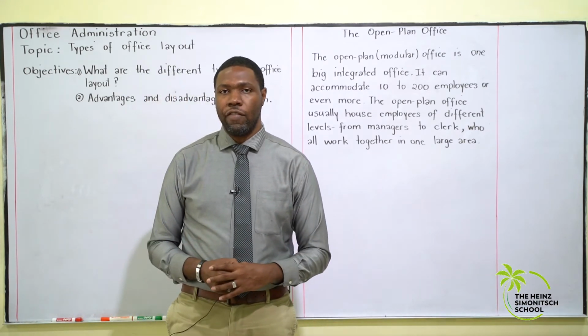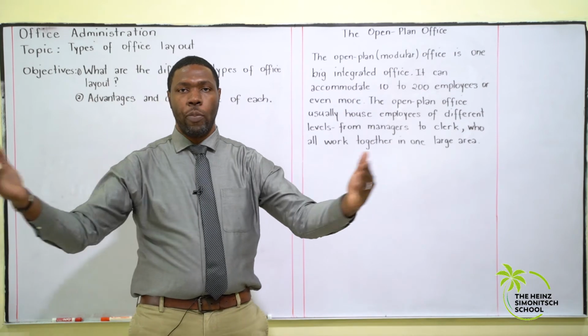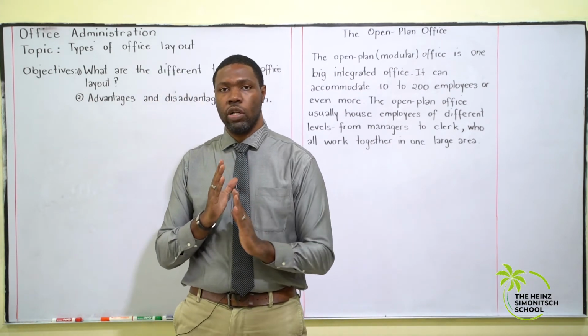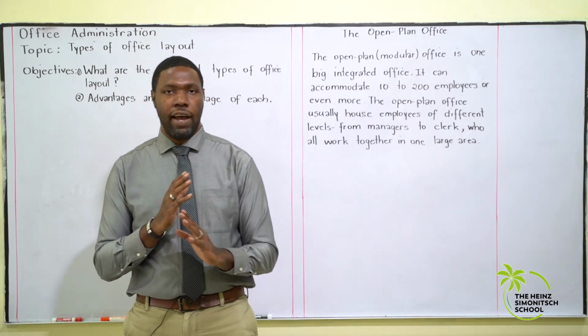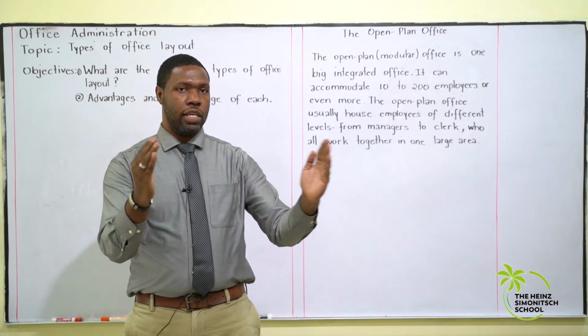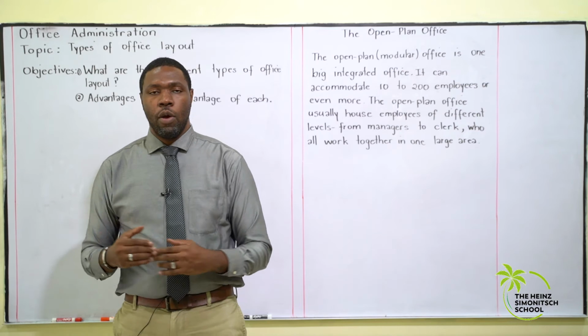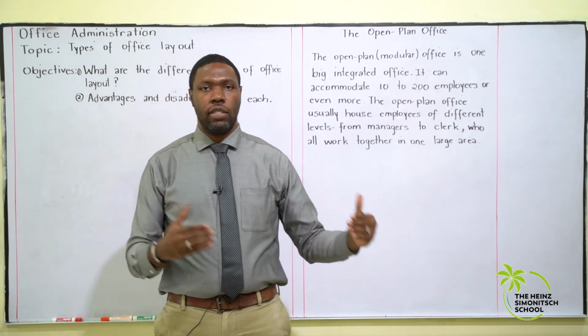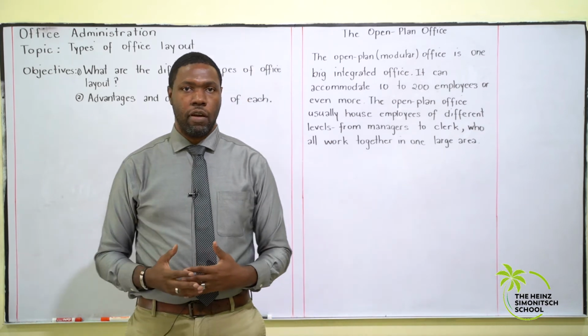Now, you've seen examples of the open plan office. This is a large open space, and what they usually have are cubicles or acoustic dividers that will separate this worker from that one. But the idea is that it's one open area with different workers, all right?